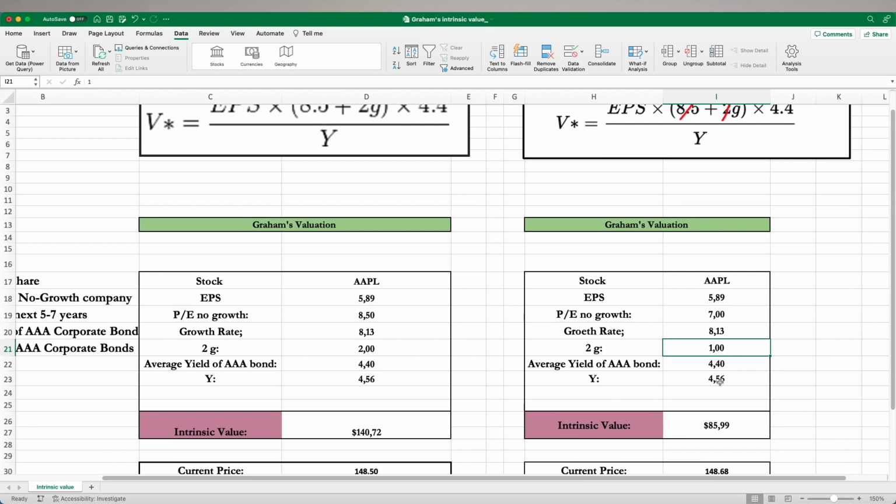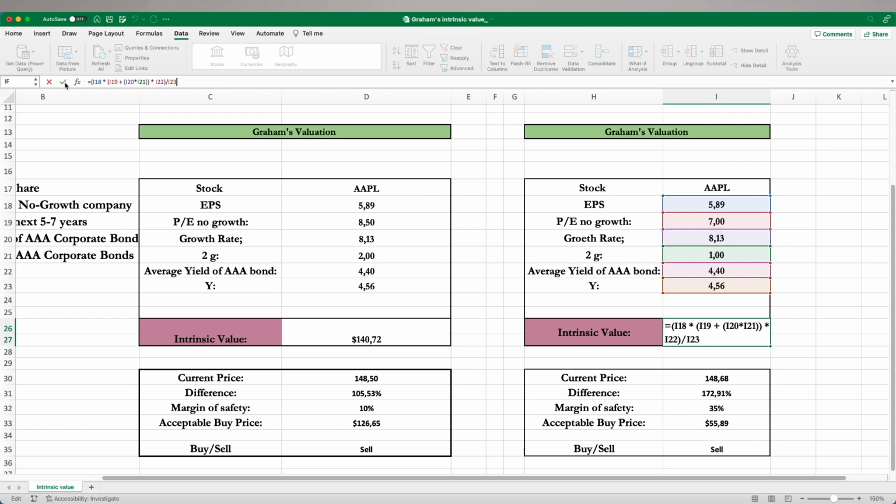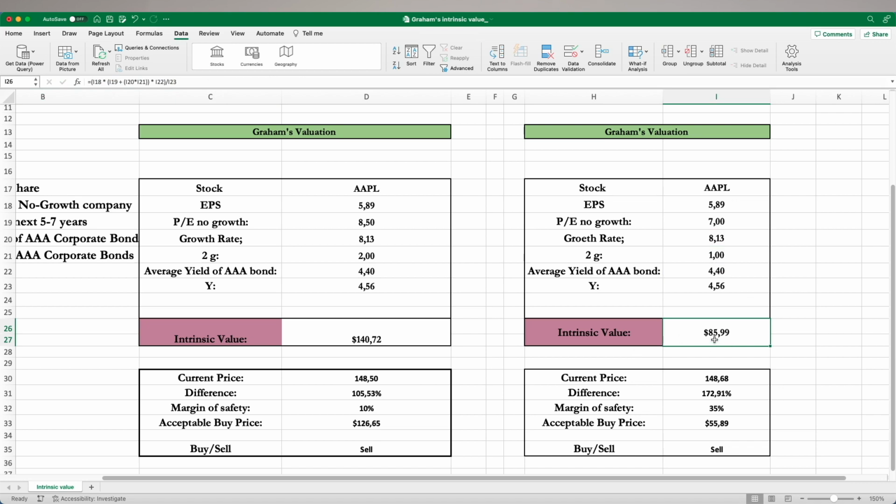So what you see now is that by using the same formula with all these values, the intrinsic price of the company has gone much below 140. Now it's only sitting at $85. So what is going on? This value really depends on the current yield of the AAA corporate bond.